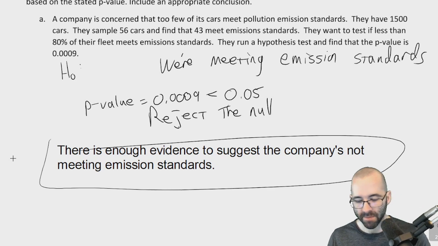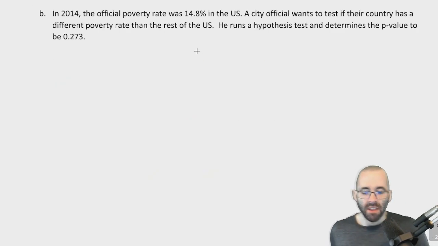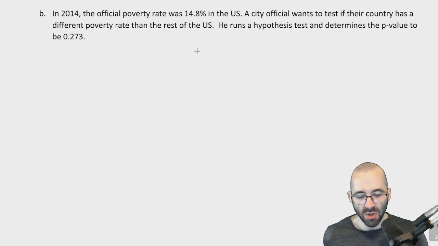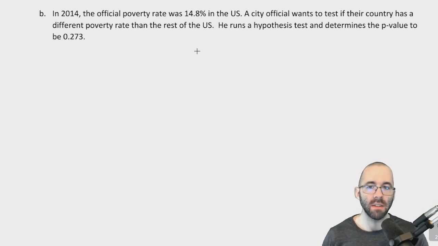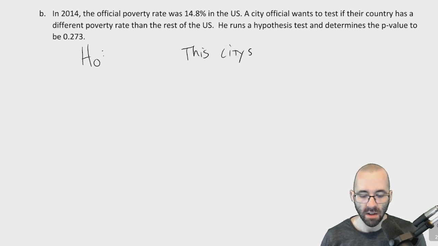Let's do another one. I'm not going to box the answer. That's silly. The official poverty rate was 14.8% in the US. A city official wants to test if their city has a different poverty rate. So remember when we found our null hypothesis, in words, the null hypothesis was that this city's poverty rate is about the same as the national average.